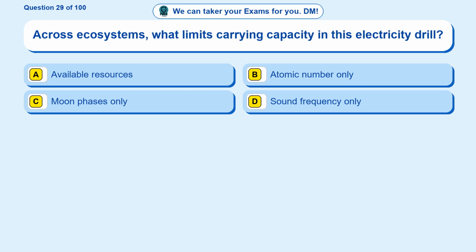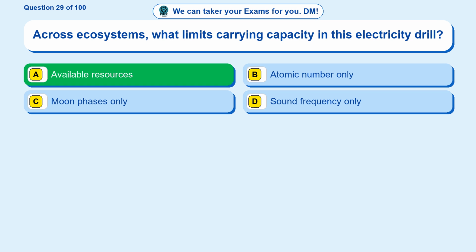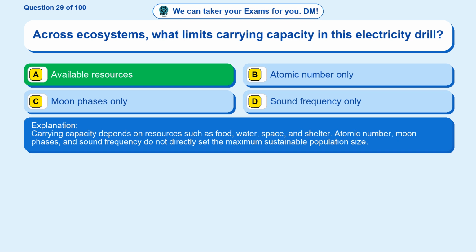Question 29. Across ecosystems, what limits carrying capacity in this electricity drill? Option A, available resources. Option B, atomic number only. Option C, moon phases only. Option D, sound frequency only. The correct answer is option A, available resources. Carrying capacity depends on resources such as food, water, space, and shelter. Atomic number, moon phases, and sound frequency do not directly set the maximum sustainable population size.